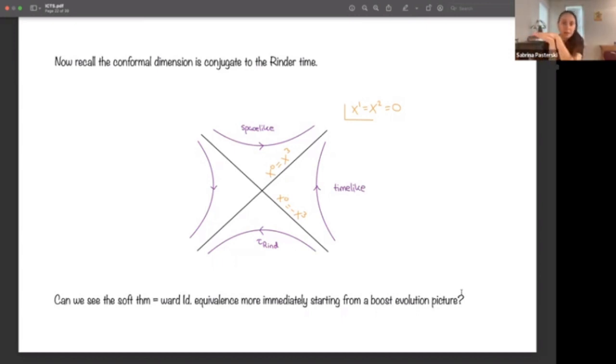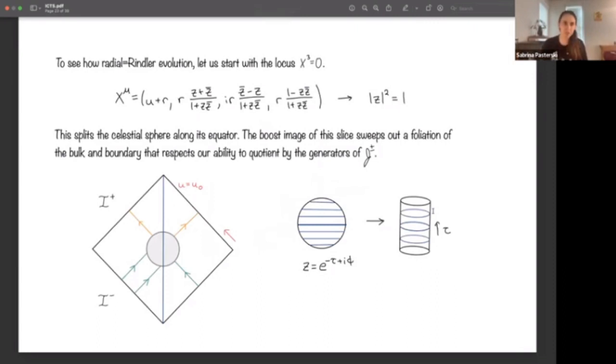So my question for this next part of the talk is, can we see the soft-thermic coordinate equivalence more immediately starting from a boost evolution picture, which is the natural picture if I'm going to look at scattering with these conformal dimensions fixed. To see how radial equals Rindler evolution is going to be powerful here, let me think about what would happen if I tried to cut my celestial sphere at the equator and look at a boost evolution that takes me to the North Pole or to the South Pole.